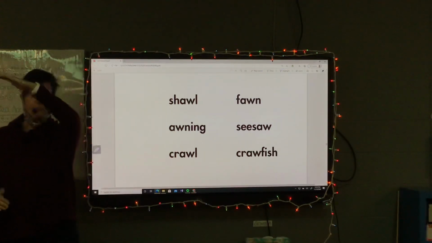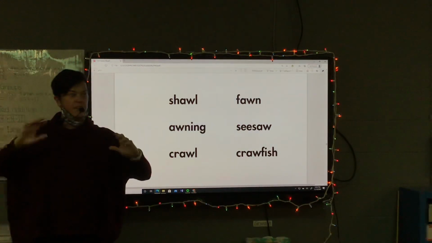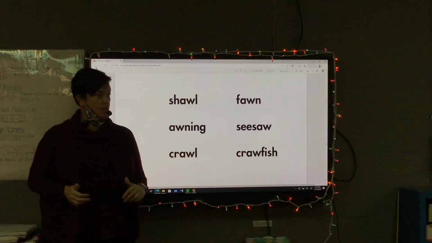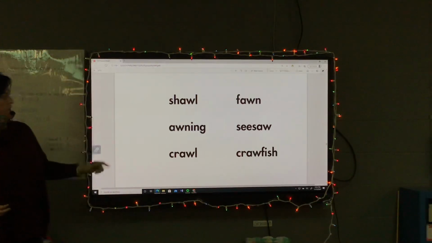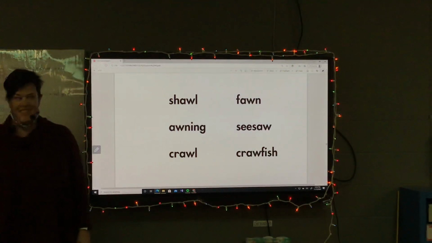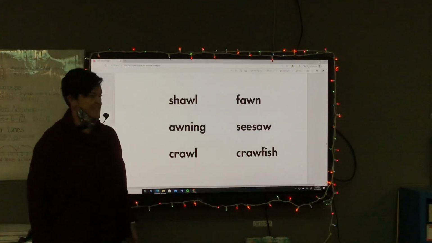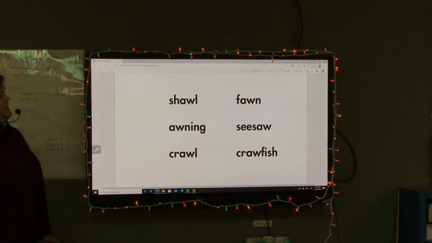This word means if you've ever seen on a building where it has material that hangs over the side of it, or maybe a metal looking cover, usually over the window. Do you know which word that is? Shawl. No? Awning, yes.